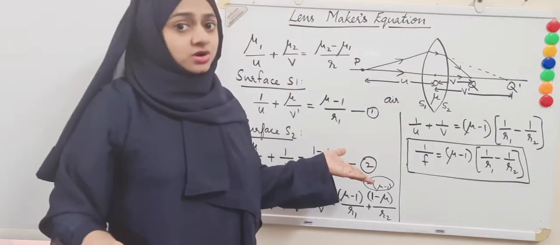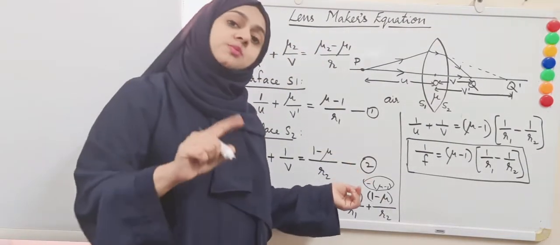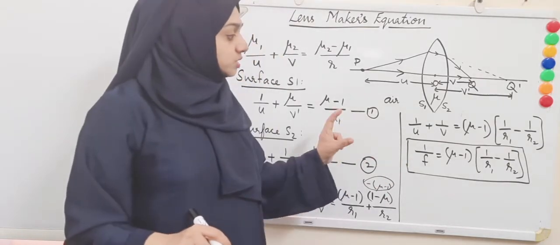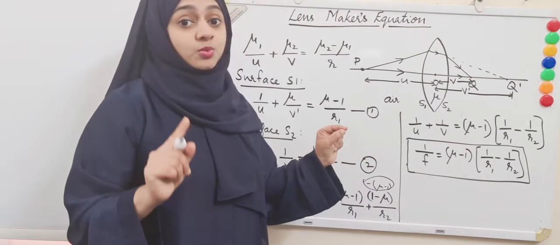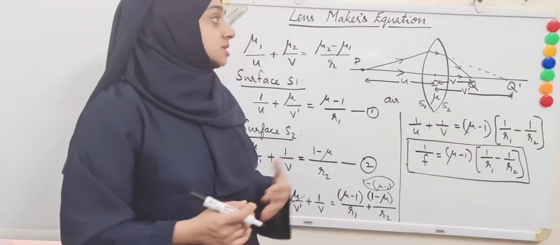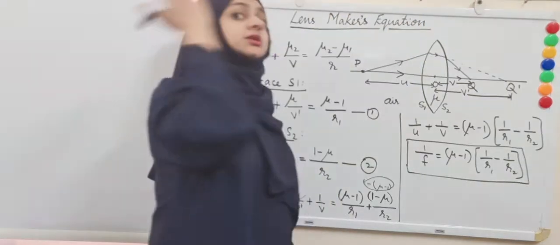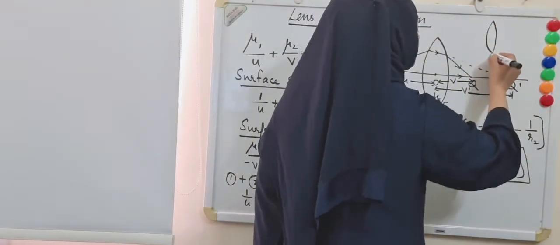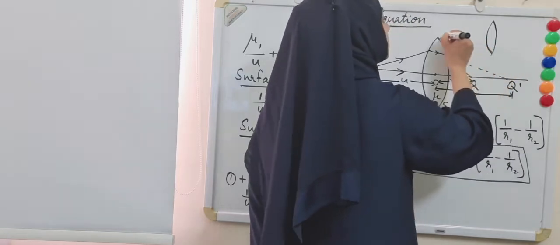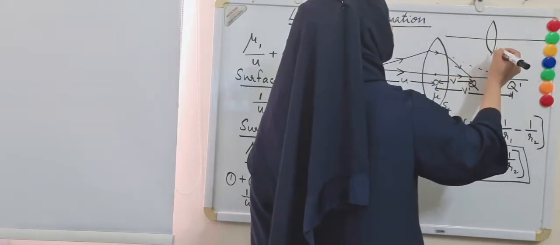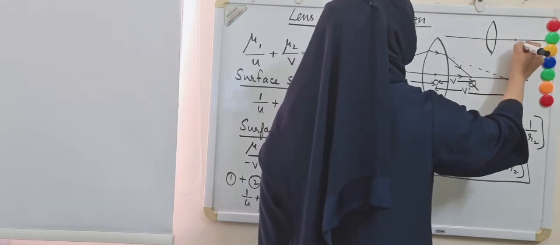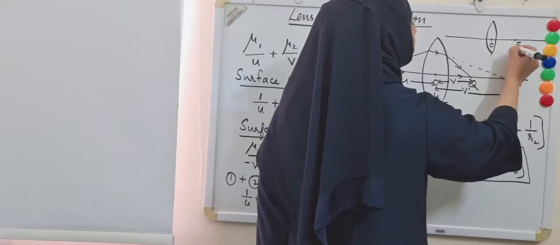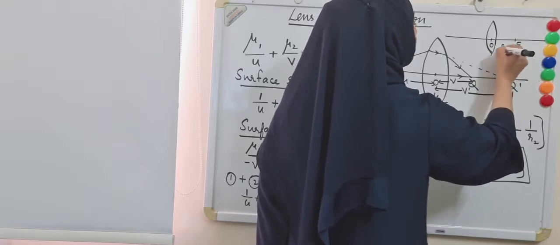Or if you are not familiar with the equation that 1 by u plus 1 by v is equal to 1 by f, I can also show that by taking one particular case. Suppose the object is at infinity. So I have a small convex lens and this is the principal axis. Suppose this is the principal focus. So the distance between the optic center and the principal focus is the focal length of the lens.